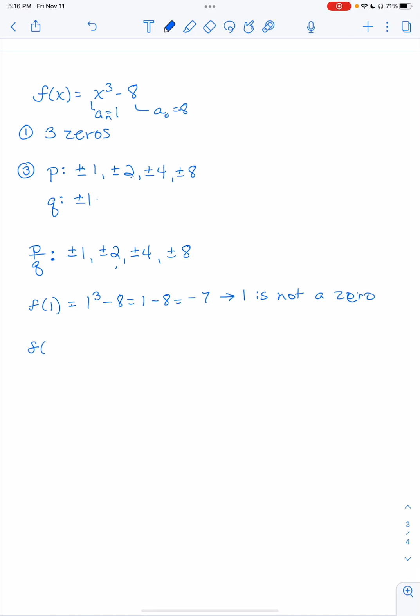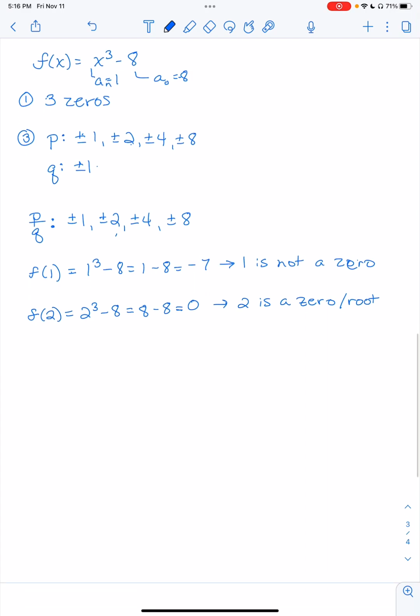So let's look next at f of 2. Here I get 2 cubed minus 8, which is equal to 8 minus 8, which equals 0. So from this, I say 2 is a 0, because f of x equals 0. We could also say 2 is a root of f of x.